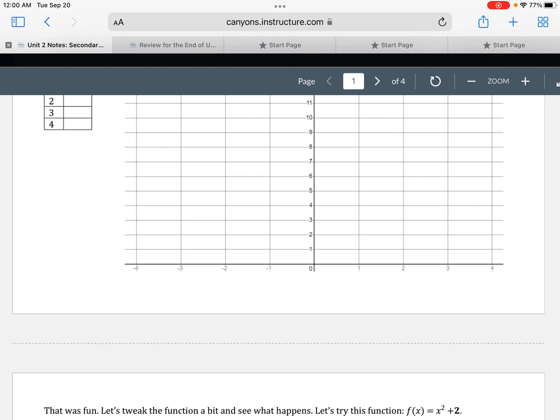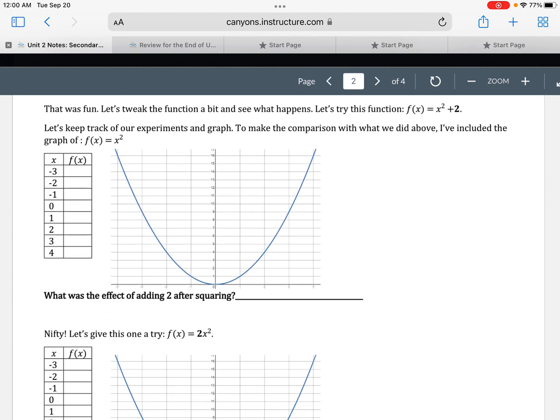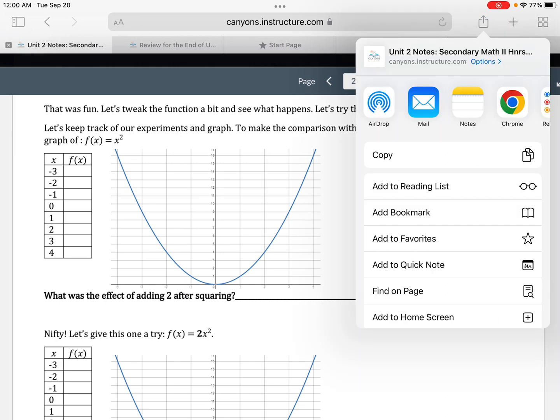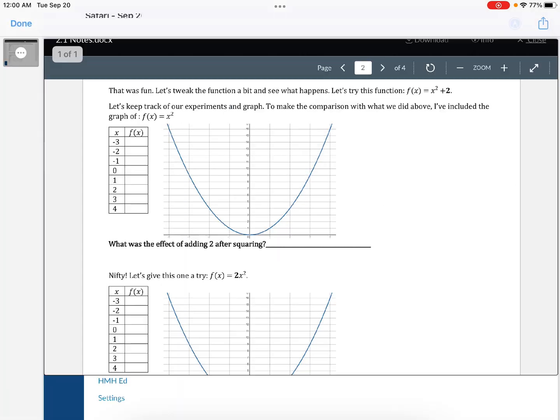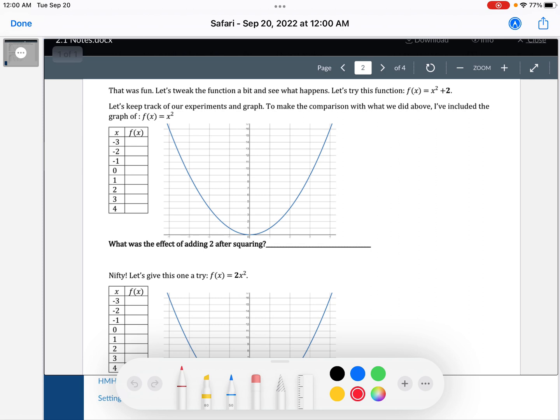Okay, so now let's go down here and talk about a little modification we might make and see how that's going to affect our equation here. So here, let's try this equation, f of x equals x squared plus 2. Let me write this out, f of x equals x squared plus 2.